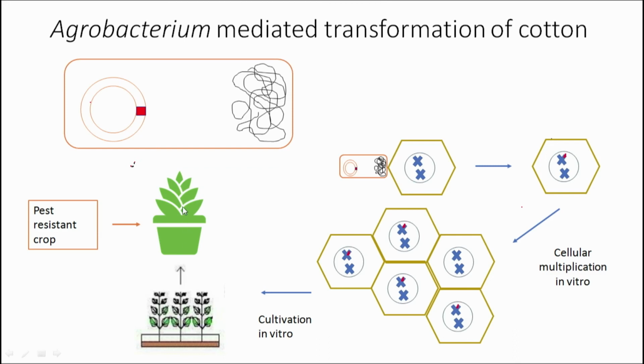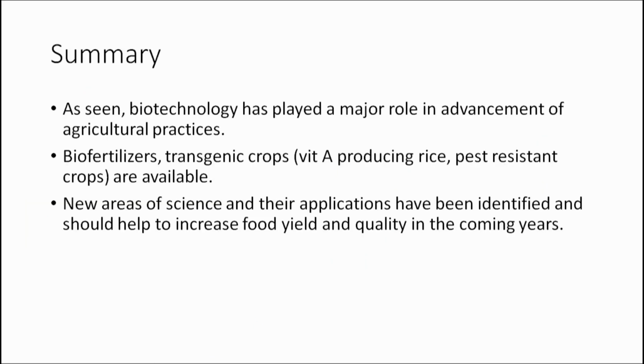Why? Because this particular cotton plant is capable of making this cry encoded protein, which is going to be very toxic to the insects. So, now let me just summarize whatever we have learned in this lecture, that biotechnology has played a major role in advancement of agricultural practices. We saw several examples, that of biofertilizers, which are written here, transgenic crops, we saw the vitamin A producing rice, the pest resistant crops. All of these are today available only because of our advancement in molecular biology and biotechnology.